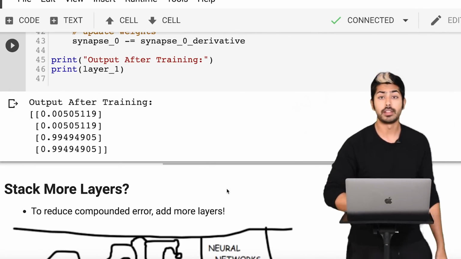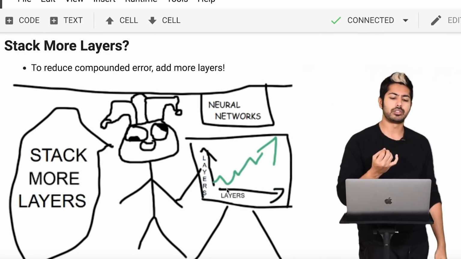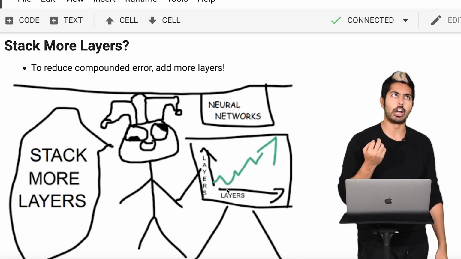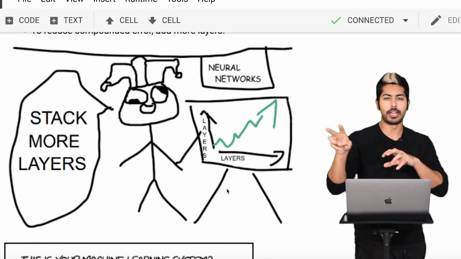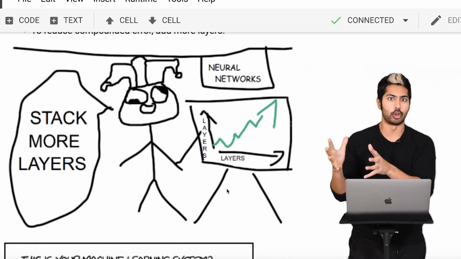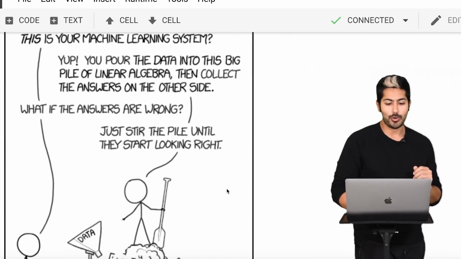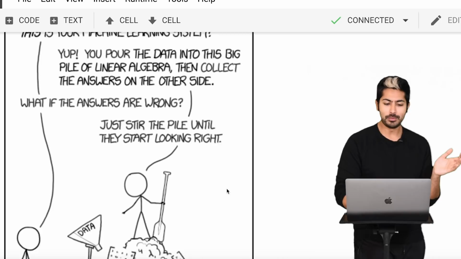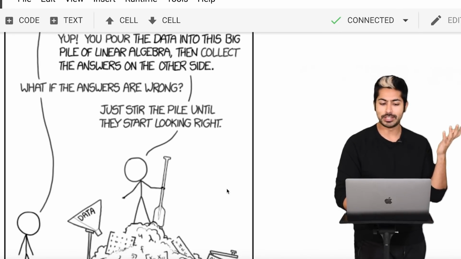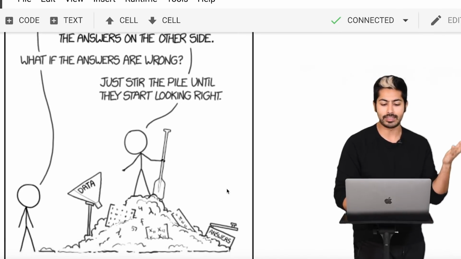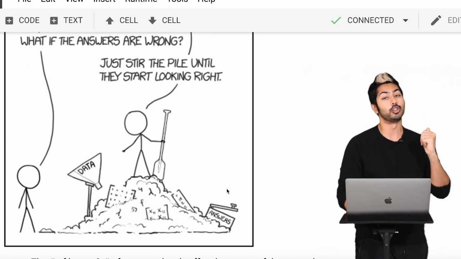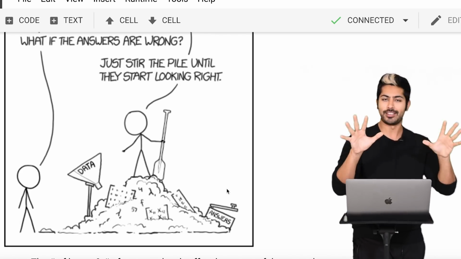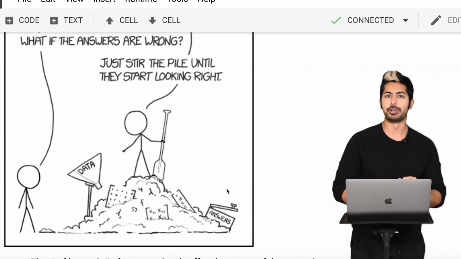Okay, now let's get into this. The idea is that to reduce compounded error, let's just stack more layers. The more layers, the deeper the network, i.e. deep learning. So is this your machine learning system? Yes, you just pour the data into this big pile of linear algebra, then collect the answers on the other side. What if the answers are wrong? Just stir the pile until they start looking right. That, in essence, is how deep learning research goes.